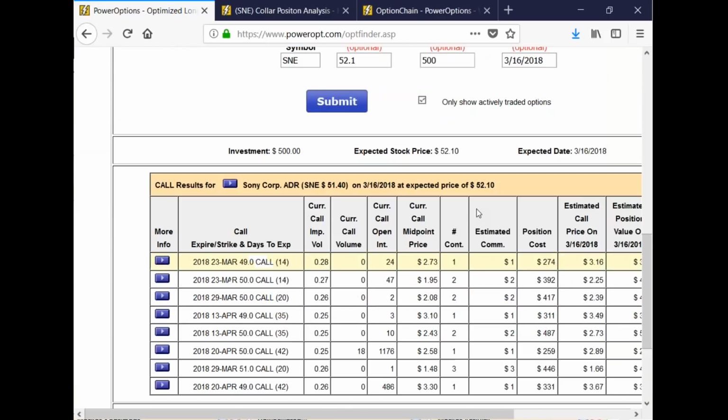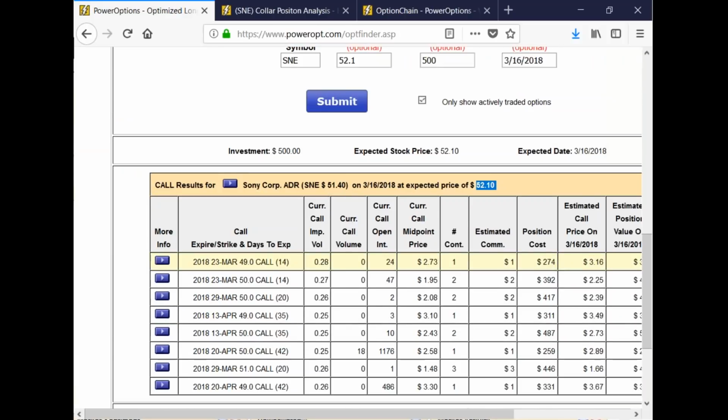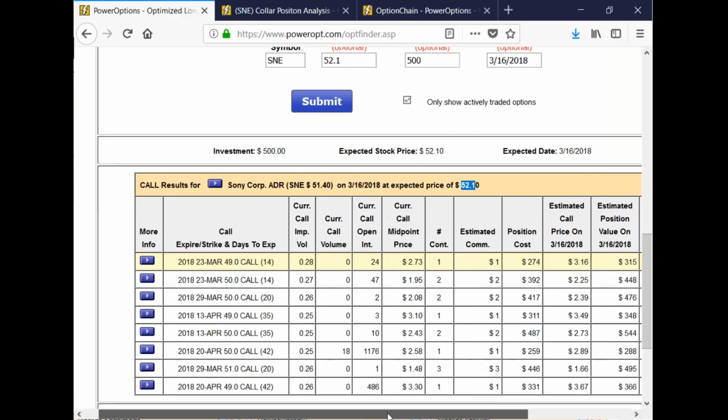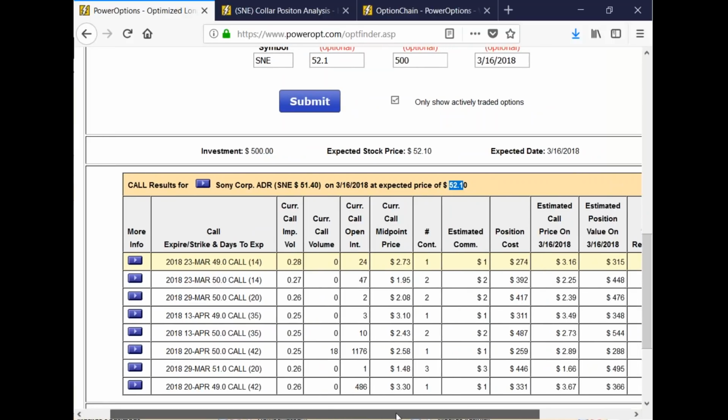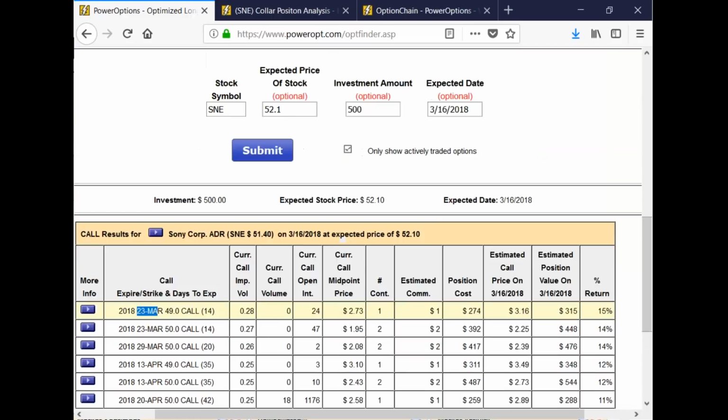Now, the stock, remember, is at 51.40. I'm sorry, the stock's at 51.40. My projection's 52.10. Let's take a look. The 49 strike, the in-the-money strike in this case, gives me the best return of 15% for next week, which actually goes out to the 23rd there.